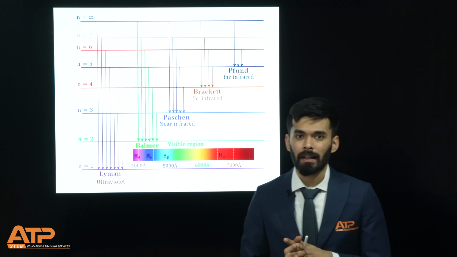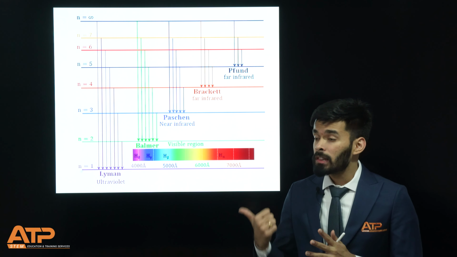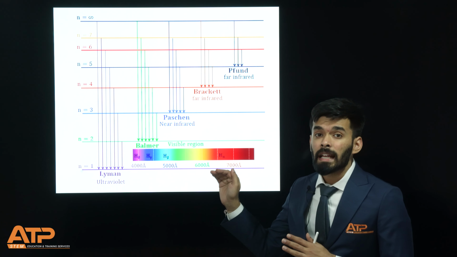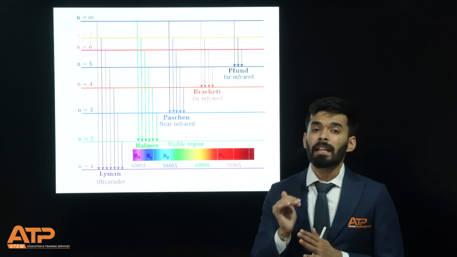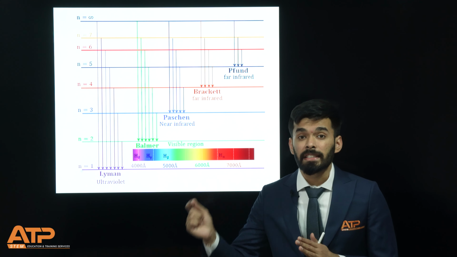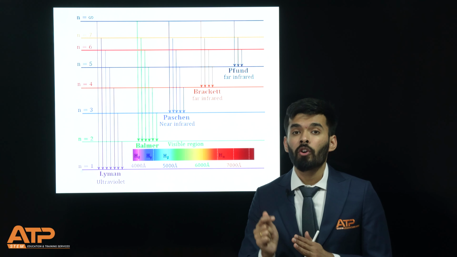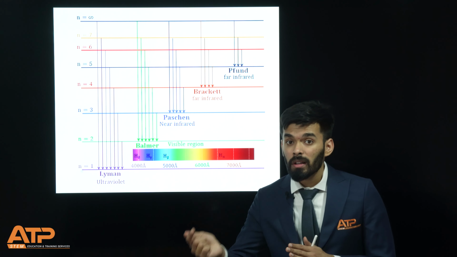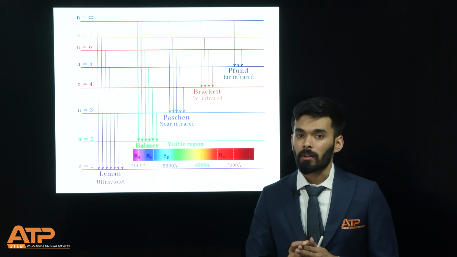As you can see in this diagram, all these lines, the transition of electron is from higher shells to lower shells. So when electron jumps from a higher shell to a lower shell, it emits energy. It emits energy in the form of photons. If we allow those photons to fall on a screen, we get emission spectrum.